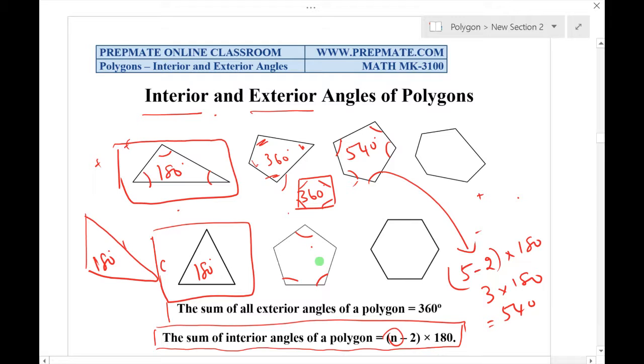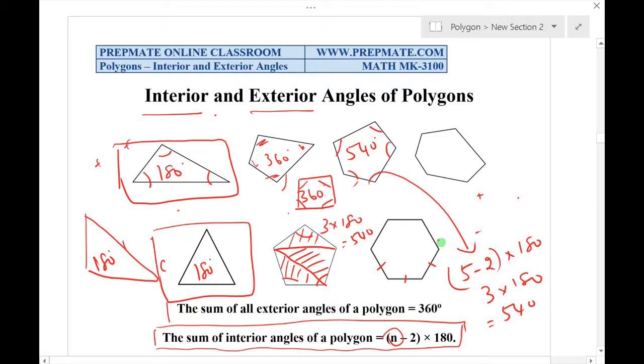Okay, so let's take this pentagon. I can split the pentagon like this into triangles. Here is one triangle, here is another triangle, here is a third triangle, as you can see. So there are 3 triangles, and each triangle measures 180 as the sum of interior angles. 3 times 180 is going to be 540. Is that cool?